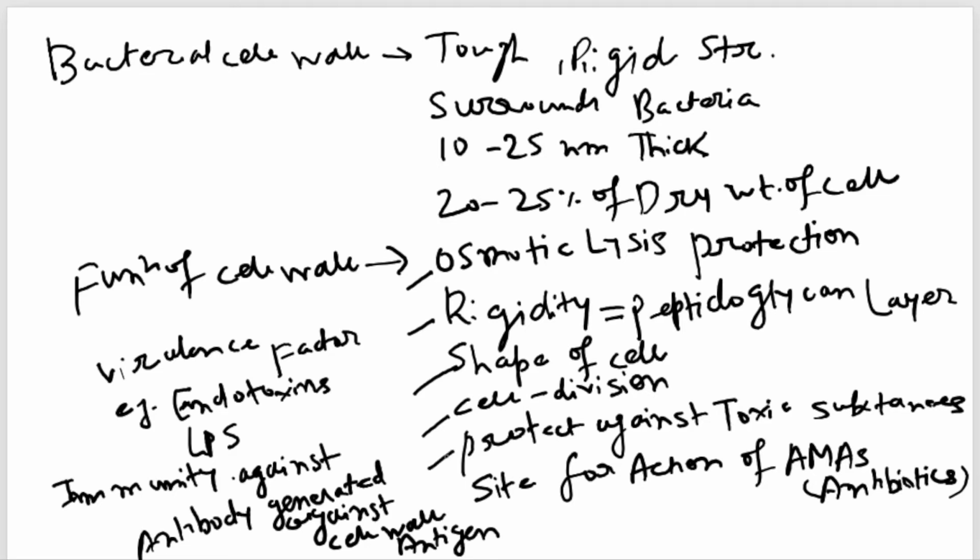The bacterial cell wall provides protection against toxic substances. It is the site of action for various antimicrobial agents like antibiotics, for example penicillins. And virulence factor: the bacterial cell wall has been attributed for the virulence or pathogenicity of the bacteria. An example is endotoxin, lipopolysaccharide.